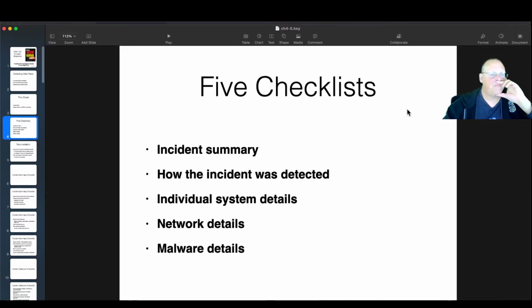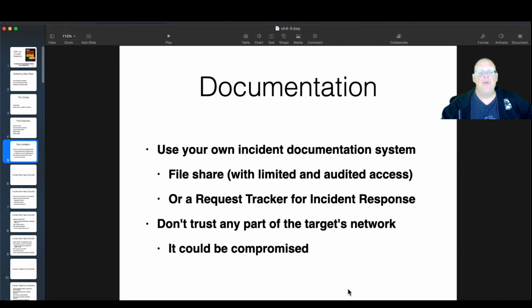All right, so you've got some checklists: the summary, how it was detected, the details of the systems, the network, and malware. These are typical things that you have to find. You have to have a documentation system for your incidents so you can share it with teams and archive it, and you can review past incidents that might be related. And you have to put it somewhere that is not part of the network that has been attacked. So you have to keep your notes somewhere else, somewhere offline on some other system, like a cloud service or something.